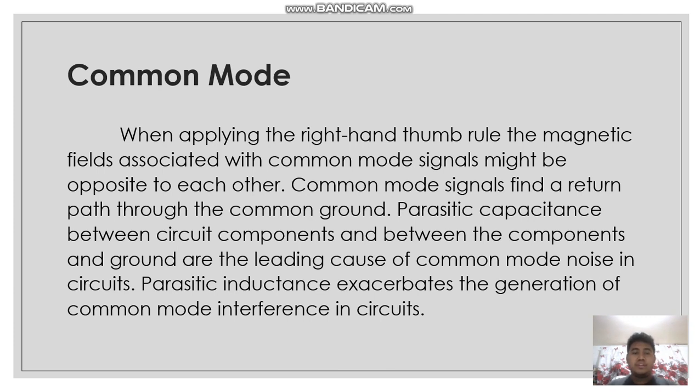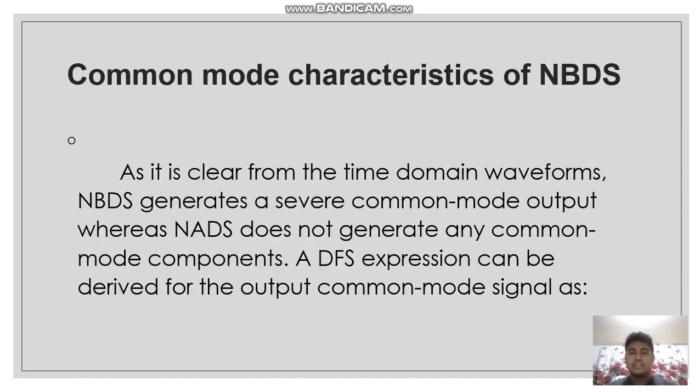So, common mode. When applying the right-hand thumb rule, the magnetic fields associated with common mode signals might be opposite to each other. Common mode signals find a return path through the common ground. Parasitic capacitance between circuit components and between the components and ground are the leading cause of common mode noise in circuits. Parasitic inductance exacerbates the generation of common mode interference in circuits.